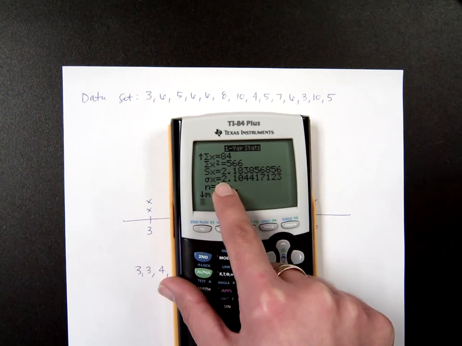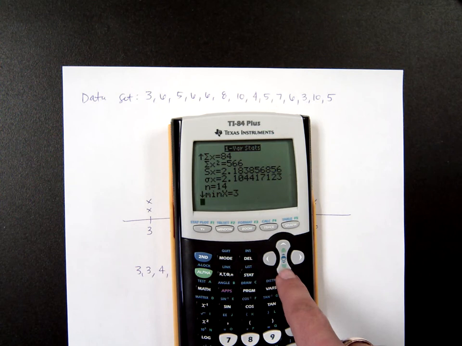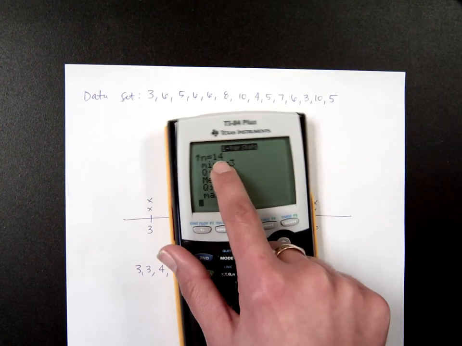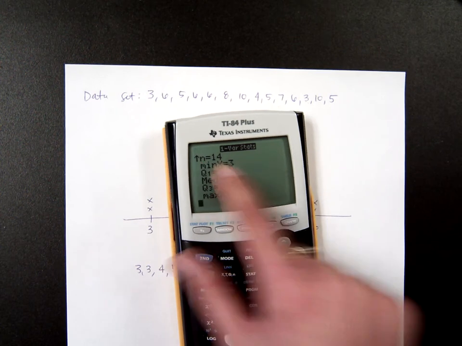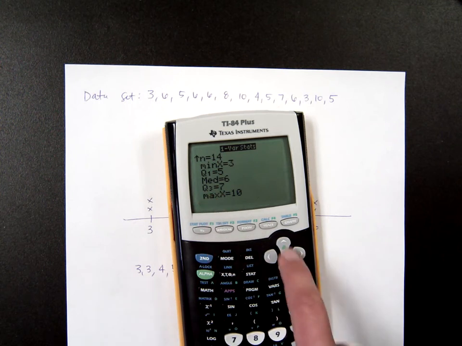So your quiz also asked about the standard deviation. Okay, so we're going to use SX for the quiz on the standard deviation. Okay, and then if you hit the down arrow button, you'll get your 5-number summary. N means there's 14 numbers in your data set. You have your minimum, Q1, median, Q3, and your maximum. Okay, so you no longer have to calculate those by hand. You can use your calculator.